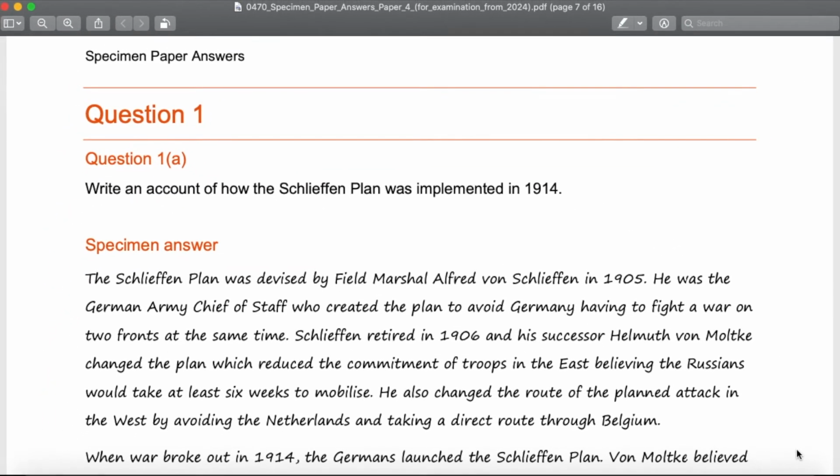So let's take a look at these new questions now. It says question 1A, write an account of how the Schlieffen Plan was implemented in 1914. There are 2 sets of questions in this document. I'm just going to go over question 1 with you because it would be a bit repetitive to go over both sets of questions. They're both marked very similarly by Cambridge, so you can check those out, very high markers.